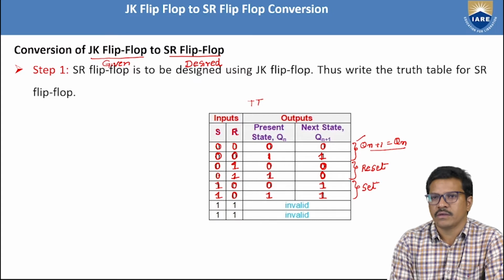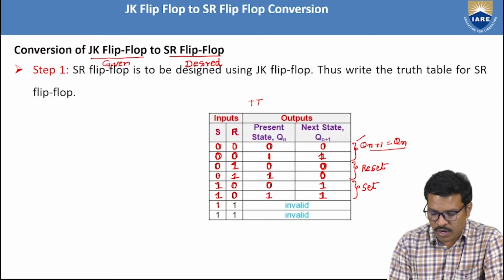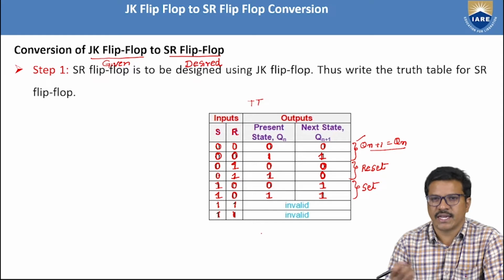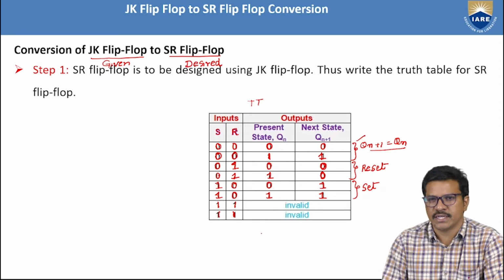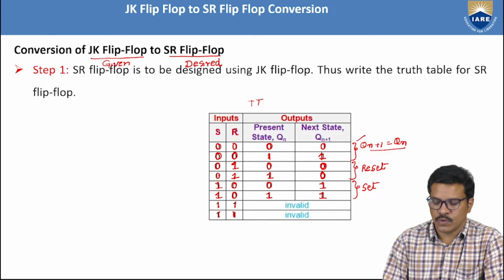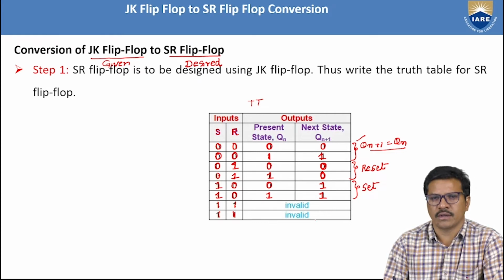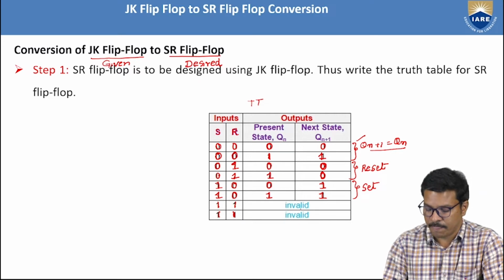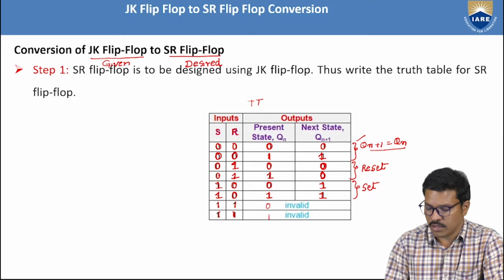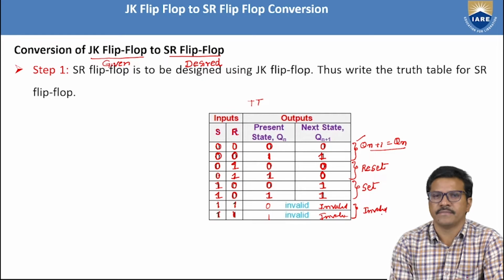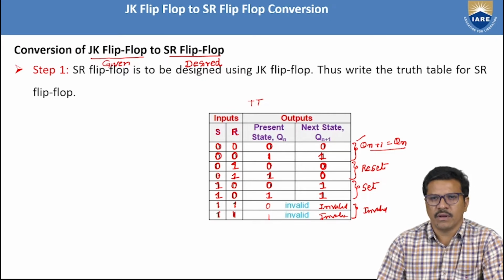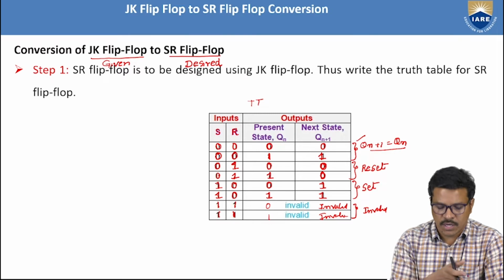Then when we are giving 1, 1, irrespective of the present state, the output won't behave normally; we get an invalid output. Both outputs are getting the same value, so that's why we consider it an invalid state. Whether the present state is 0 or 1, the output is invalid. So these two cases are invalid. This is the truth table.